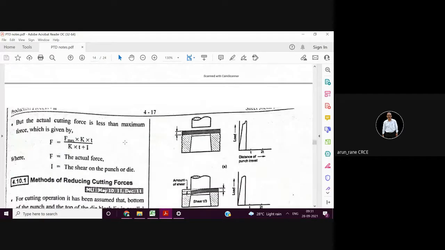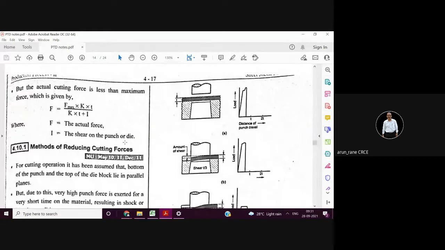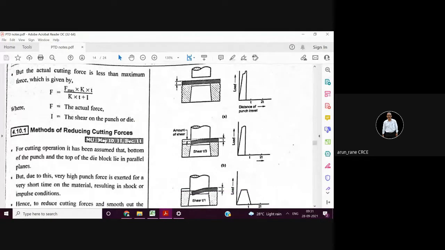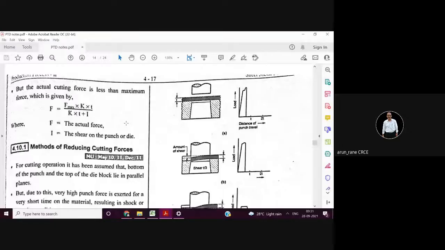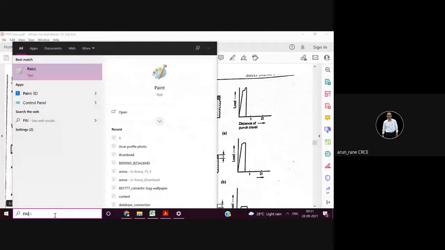There is something called the shear on the punch or on the die. It means we give an angle on the punch, or we give an angle on the die block. This is for reducing the load on the press. If you give an angle on the die block like this, I'll draw it for you. What do you mean by shear?